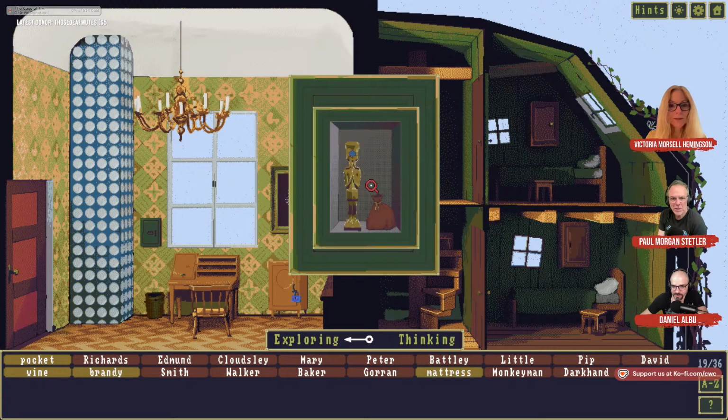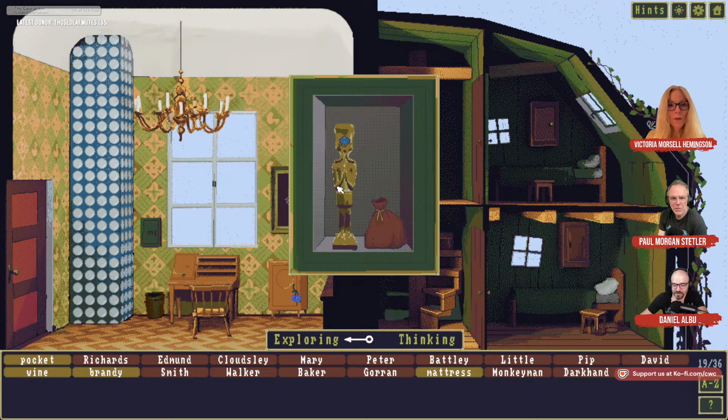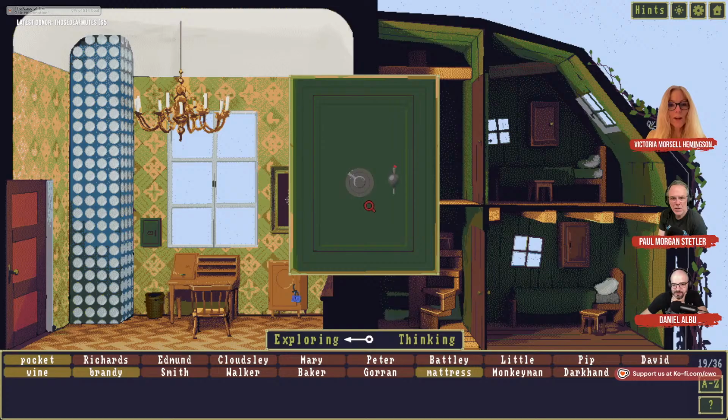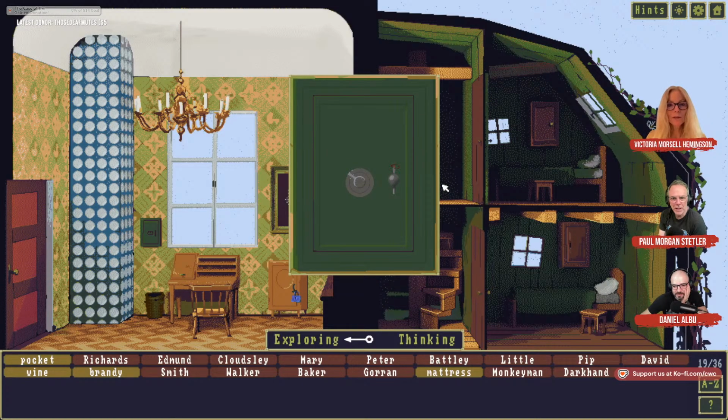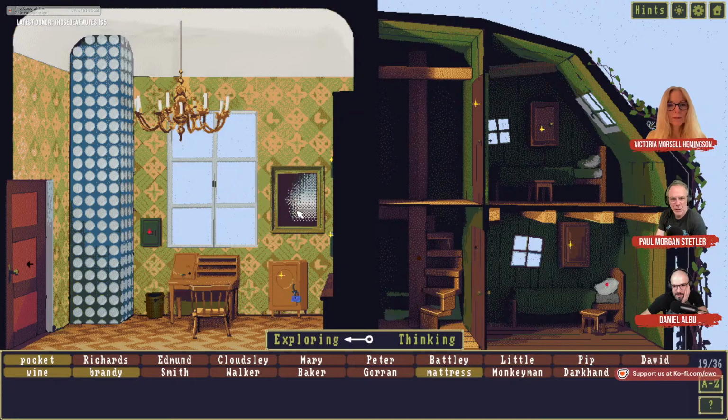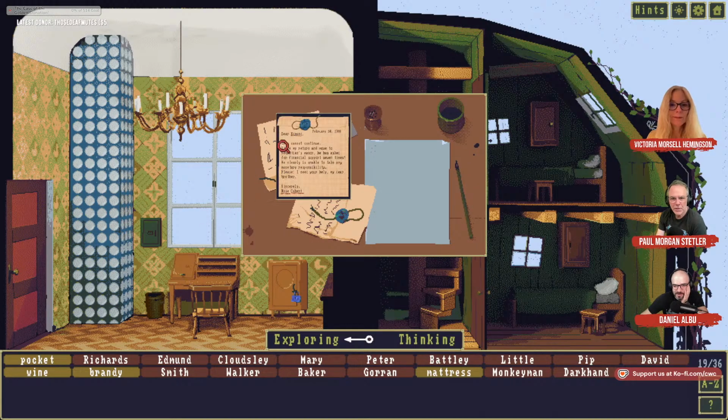Yeah, okay. Ooh, we got a safe. Here's the golden idol. Is that the artifact he was referring to? Could be. Well, it looks like it's the name of our game. Yeah, that's the case.